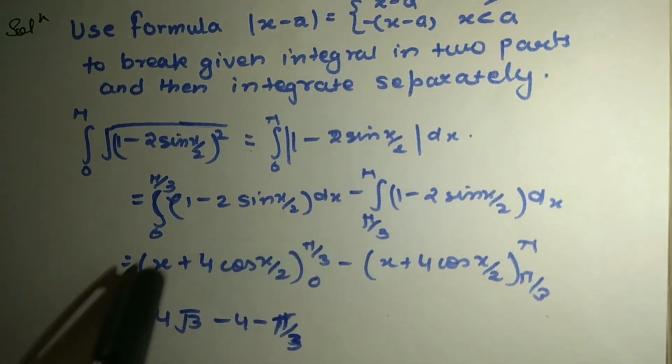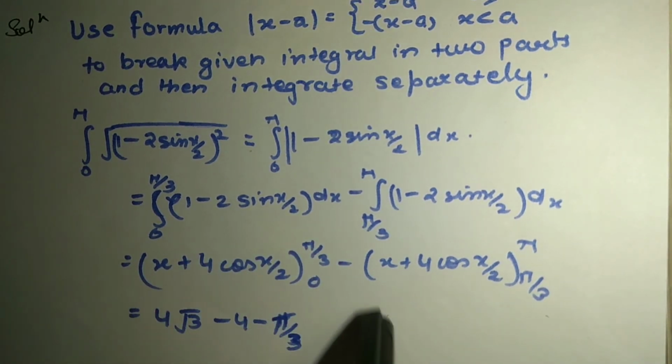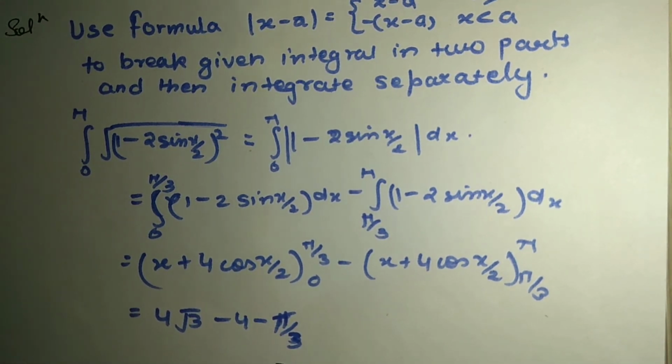So by putting in the upper limit and lower limit, we will get the final answer, which is equal to 4 root 3 minus 4 minus pi by 3.